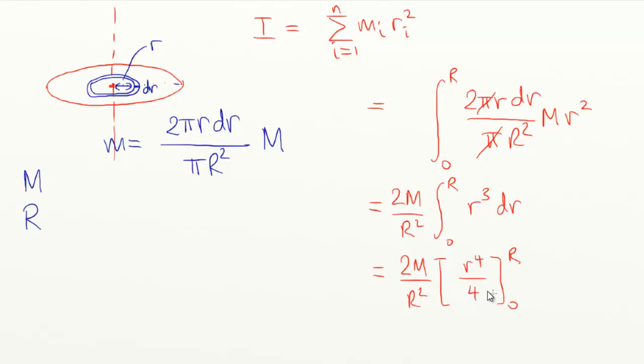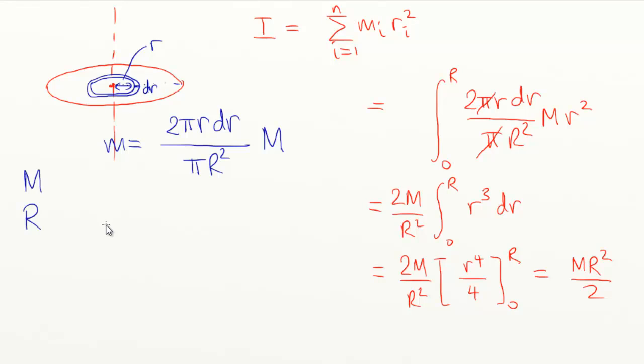The 0 is going to leave us with nothing, so we've just got R to the power 4 over 4, and then we're dividing off this R squared, and we've got a factor of 2 in all of this. So all in all, in the end, that's going to leave us with M, capital R squared, and a 2 on the bottom. So yeah, same old thing, it's just a different way.